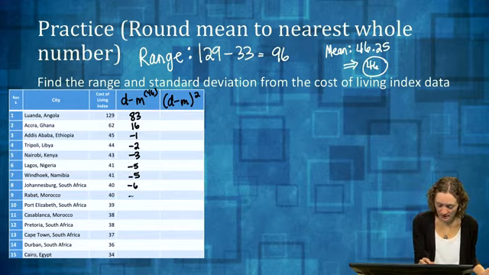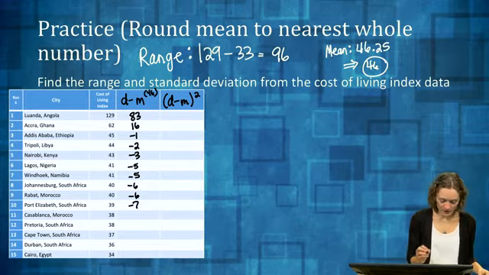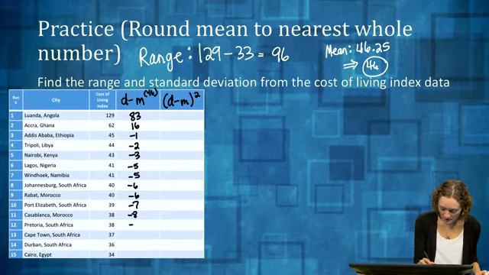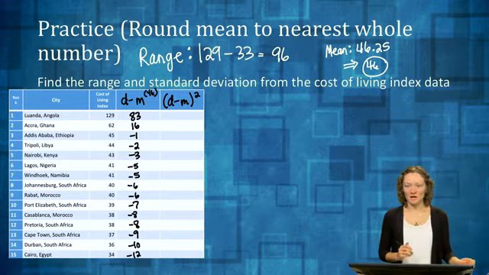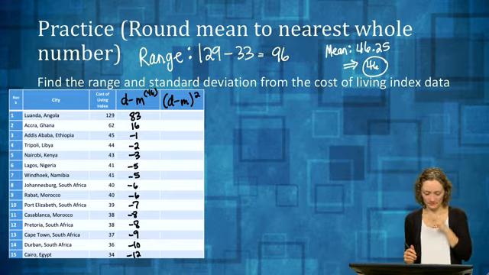40 minus 46, negative 6. 39 minus 46, negative 7. 38, we have twice, negative 8. 37, negative 9. 36, negative 10. 34, negative 12. And 33, subtract the mean, negative 13.